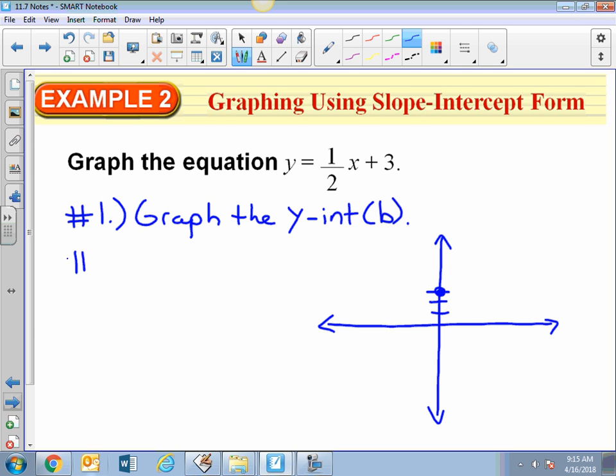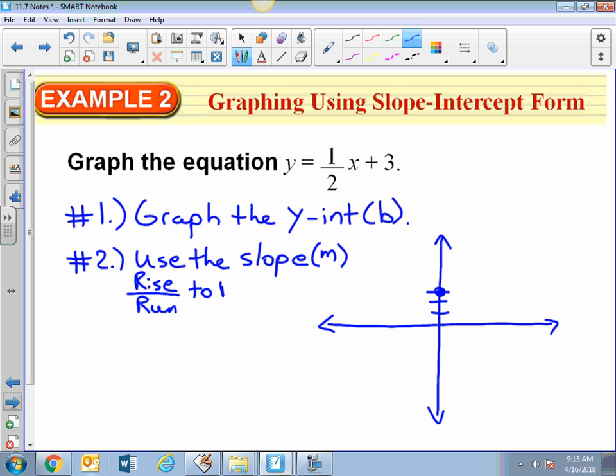Step 2 is use the slope. In other words, the m is also the rise over the run to find a second coordinate. Which is really pretty easy. So if I look at it, my rise over my run is 1 over 2.